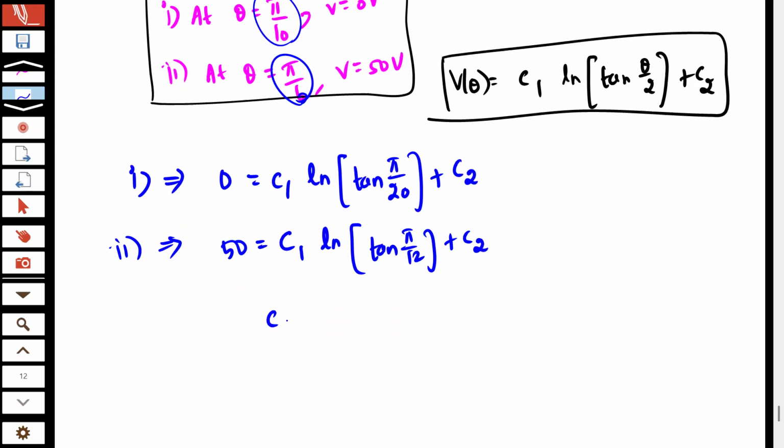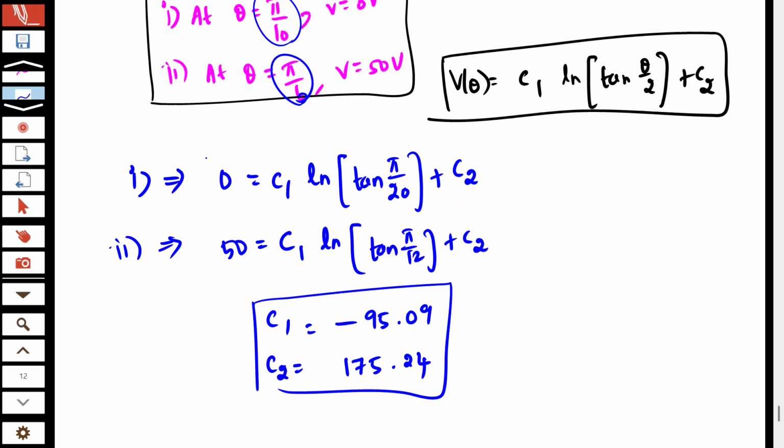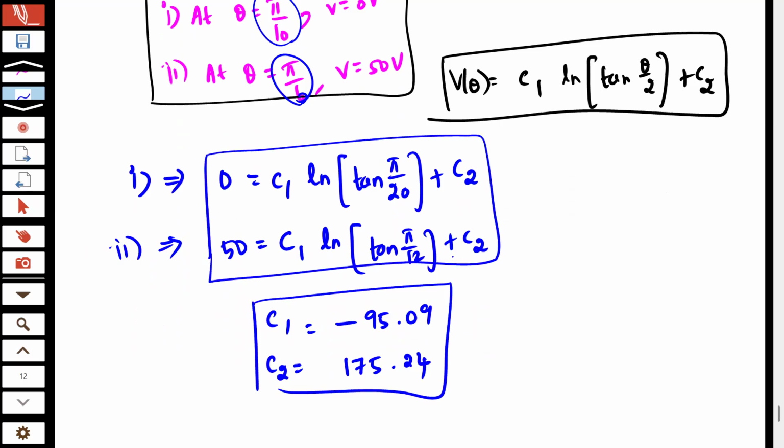I'm leaving those for your exercise. I'll just give the values of C1 and C2. You can complete it using the calculator. So C1 is going to be minus 95.09 and C2 is going to be 175.24. You can verify this by solving these two equations with two unknowns. You can directly use the calculator and solve also. But you must use the values of theta in radians, so use the calculator in radian mode.